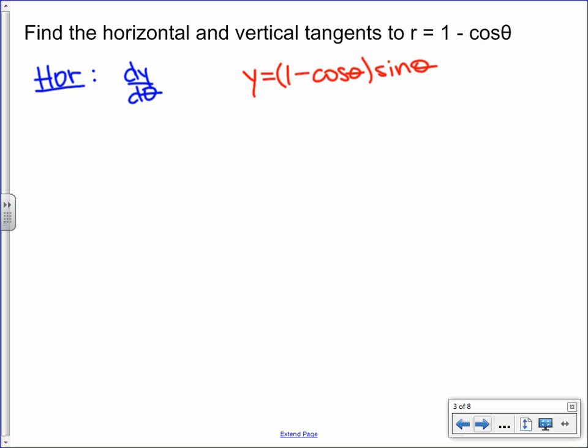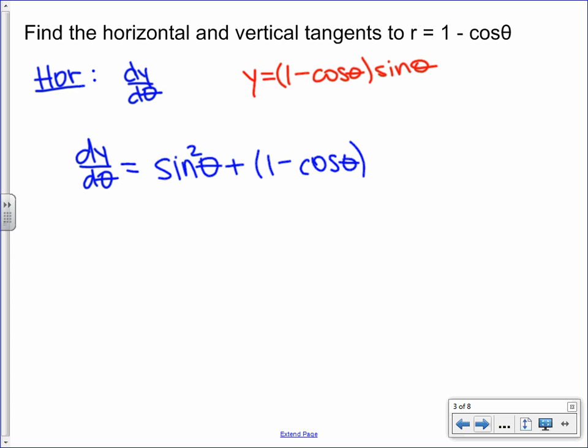That's one. R sine theta. Okay. This is where our solving of those trig equations the other day is really going to come in handy. So dy d theta equals. So the derivative of the first would be positive sine times sine plus the second times the derivative of the first.